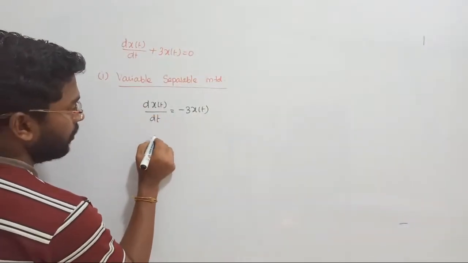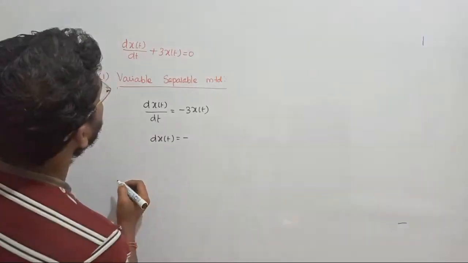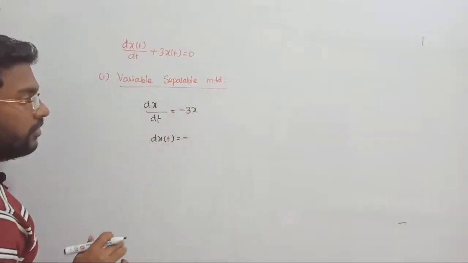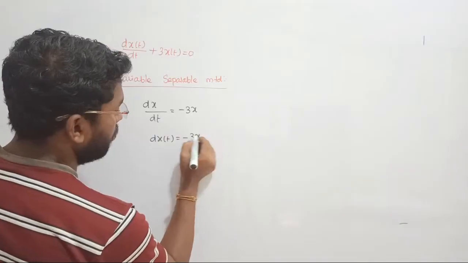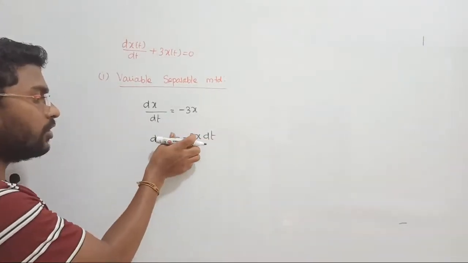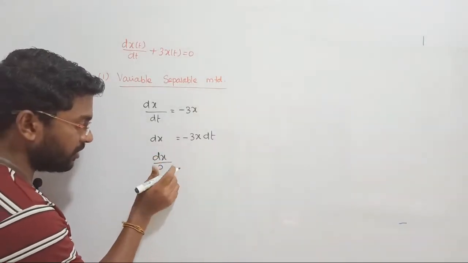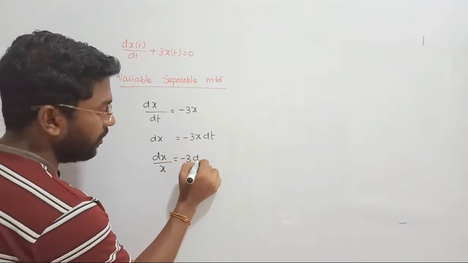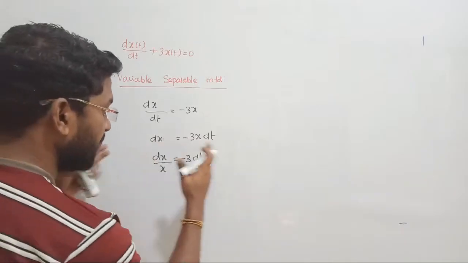Next step, dx of t equal to minus... This t is not required for us, right? Let's pass it to the other side, that is 3x into dt. Clear? See there, what I told you: x terms should be on one side and t terms on the other side. Again, let me reduce the function. Bring only the x term to one side. dx by x is equal to minus 3 into dt. That is enough. In the variable separable method, we had segregated x and t separately.